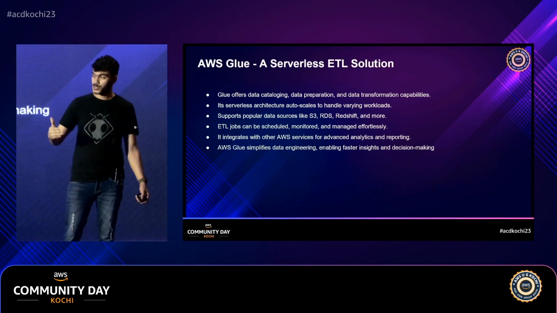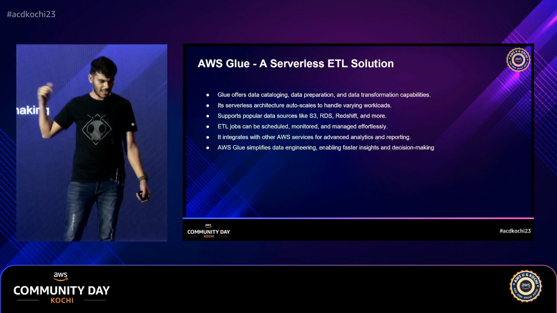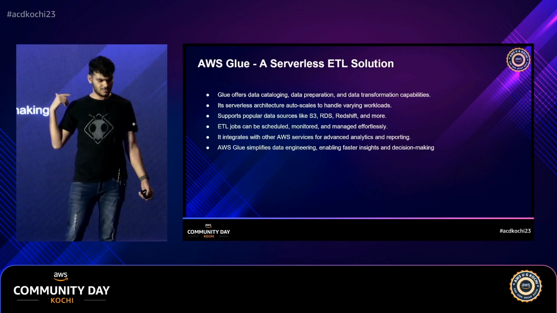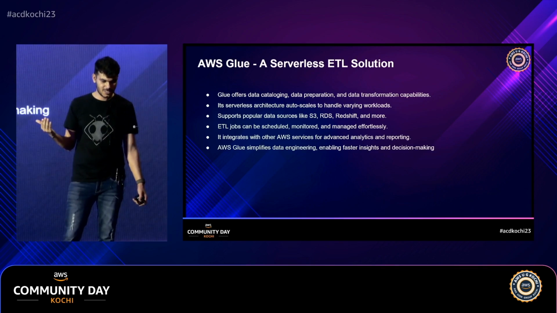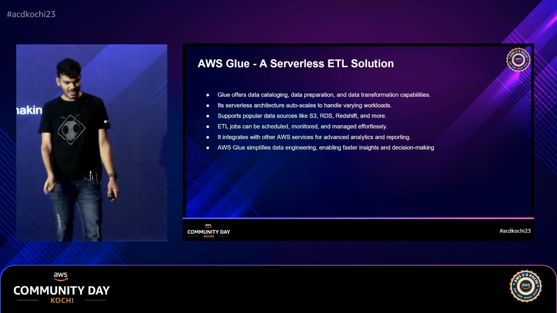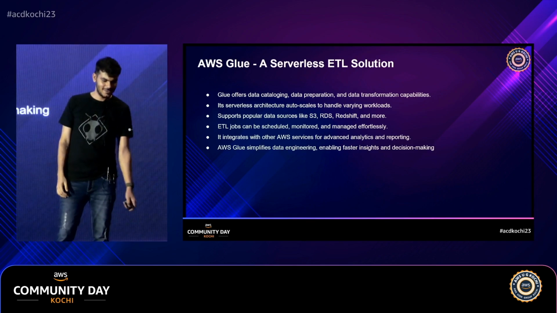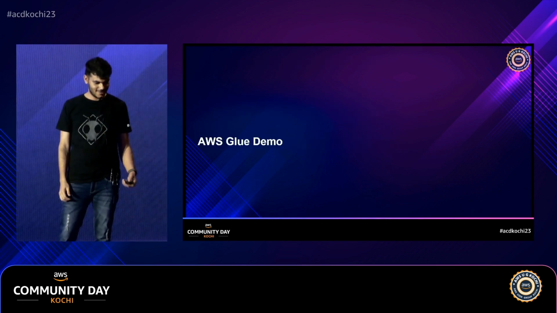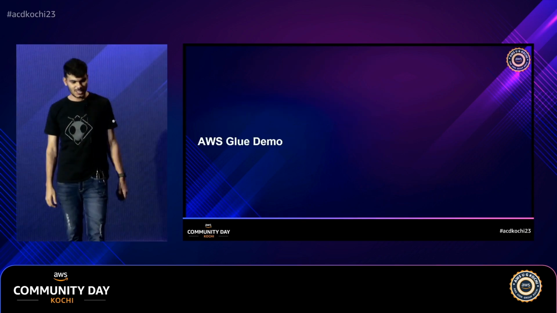ETL jobs can be scheduled, monitored, and managed effortlessly. It integrates with AWS services for advanced analytics and reporting. AWS Glue simplifies data engineering, enabling faster insights and decision making. I think I got the last line from ChatGPT. It sounds very interesting. So let's have a quick demo.